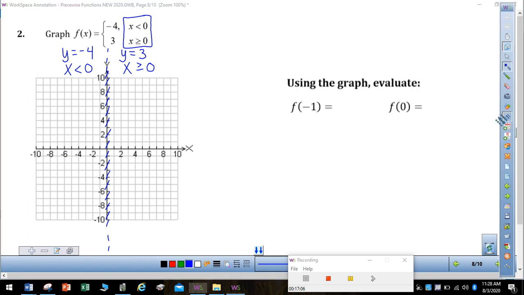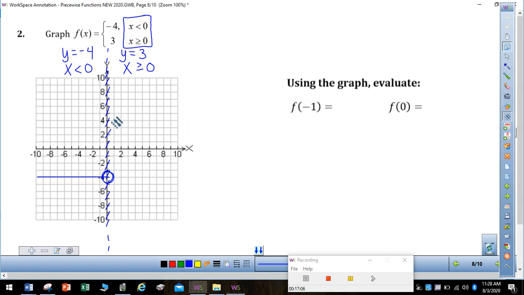So for the left side first, I'm going to grab my line tool and we'll go ahead and draw that horizontal line through the y value of -4. And because it's x less than 0, not including 0, we're going to have a big open circle there. Hopefully you can see that.